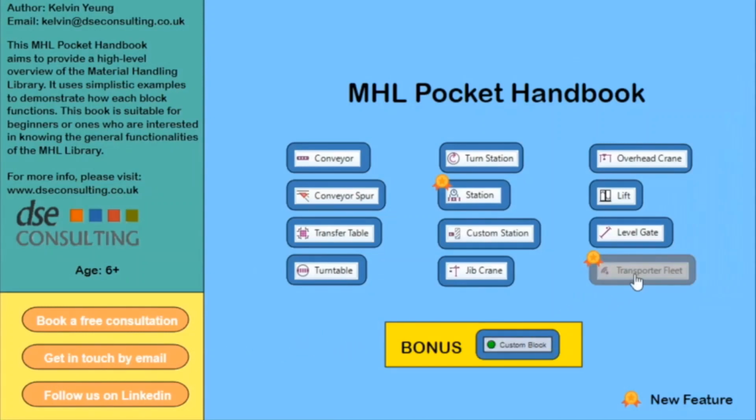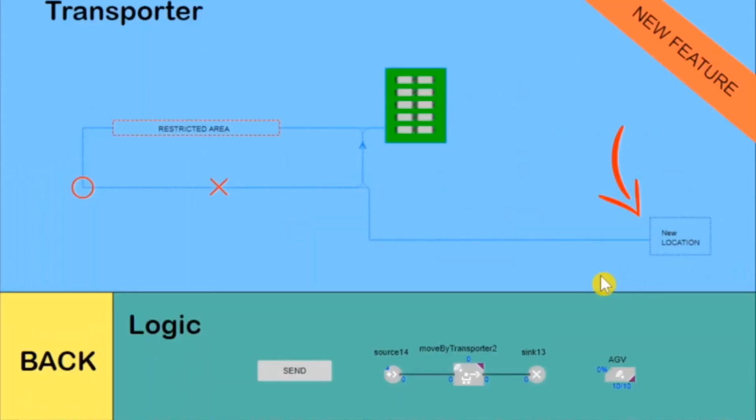The transporter fleet. This model demonstrates how you can move a transporter from its home location, pick up the specified agent, the red circle in the model, and bring it to the destination, the red cross in the model, then return to the specified location. There are 2 new features introduced in AnyLogic 8.6, which are the restricted area and the new parking location.